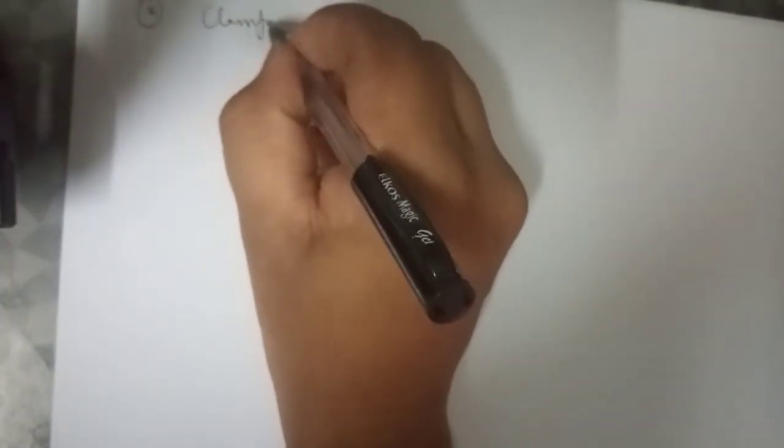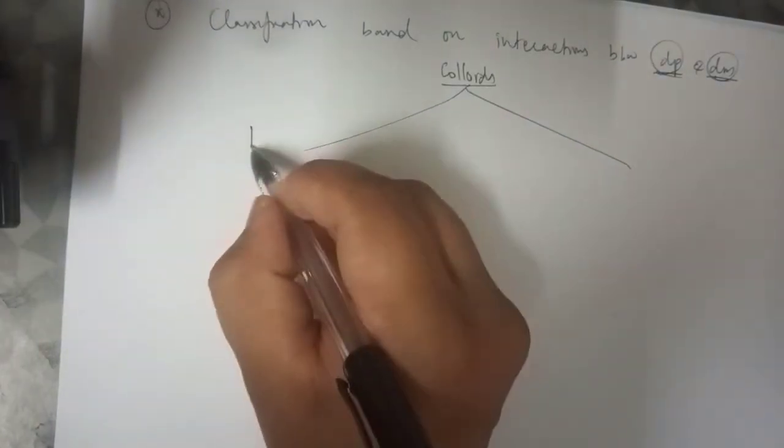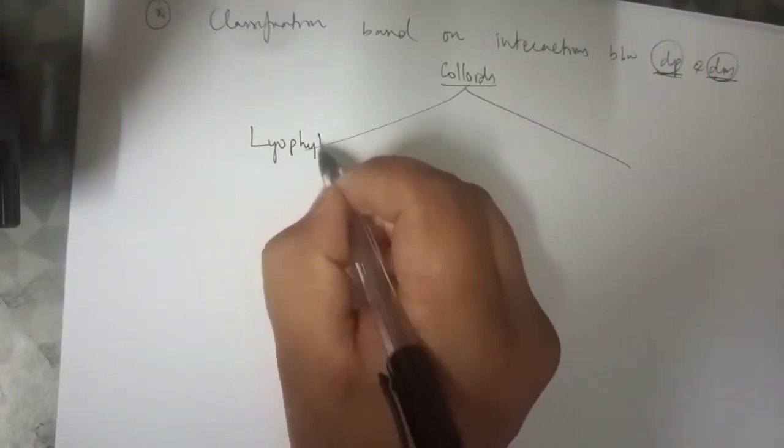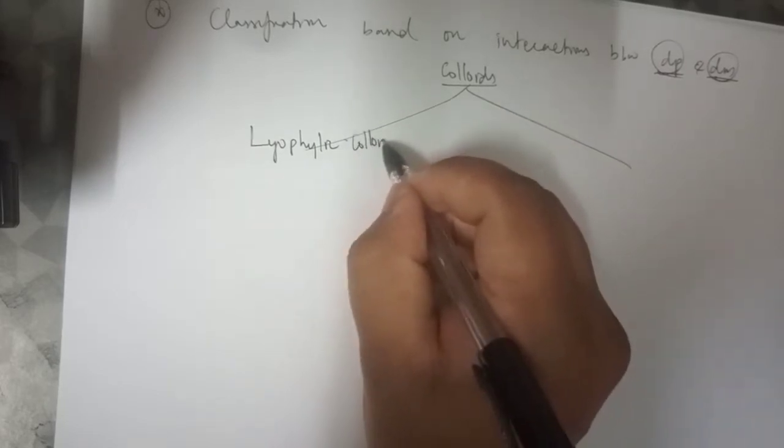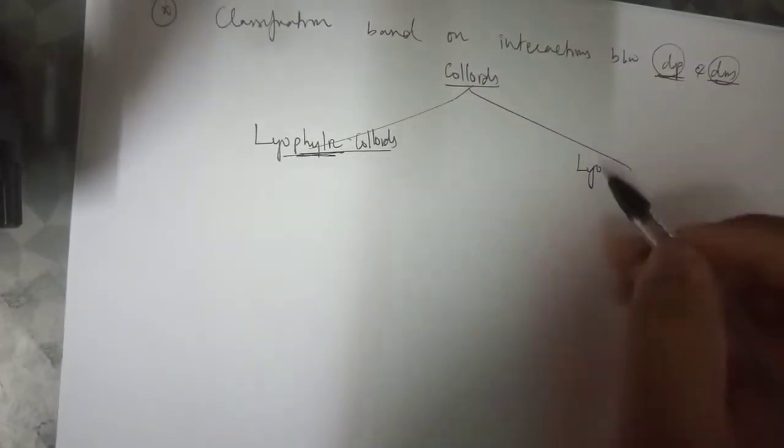Classification based on interactions between DP and DM. Again, DP and DM are the dispersing phase and dispersion medium. So basically there are two categories. They are lyophilic colloids. Another one is lyo-, when I say philic, what should be the other one? Phobic.